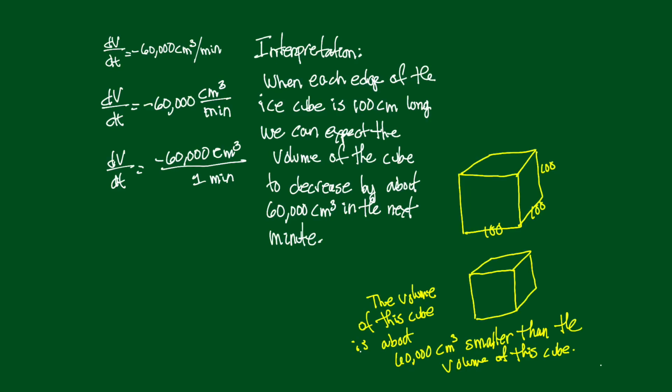So in terms of a picture, here's how you might visualize it. At the time when the ice cube has an edge length of 100, 100, and 100, each edge is 100 centimeters long, in the next minute, as the minute goes by, that ice will have melted and the cube will have shrunk to this cube here. So we're saying that the volume of this cube here is 60,000 cubic centimeters smaller than the volume of this cube.